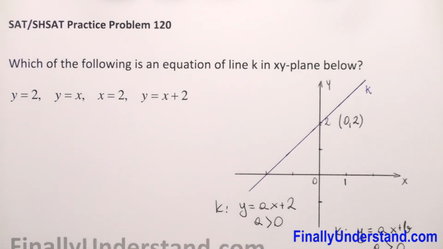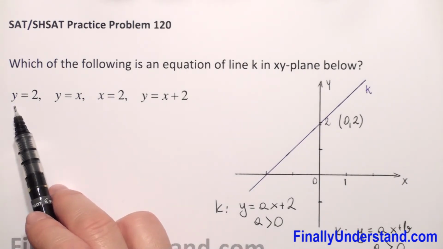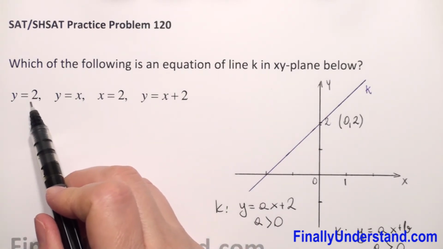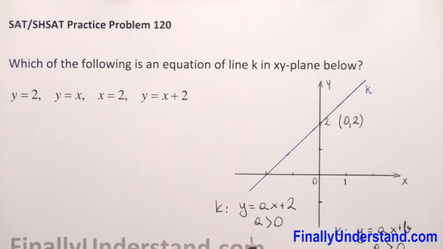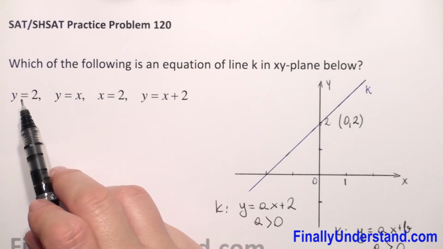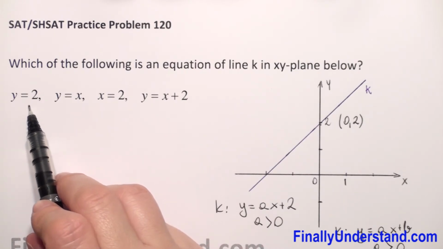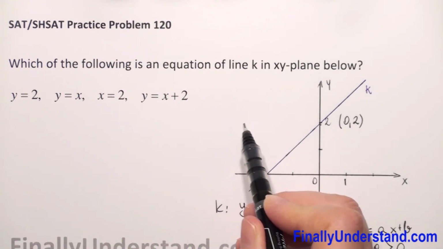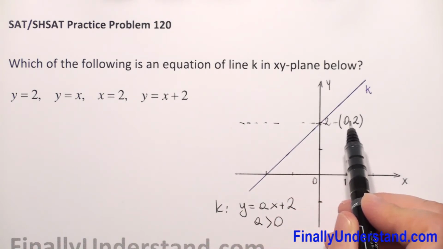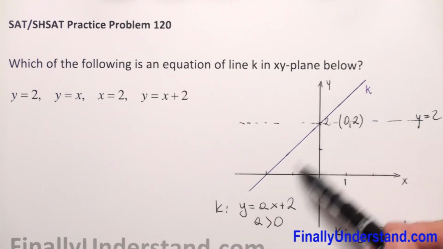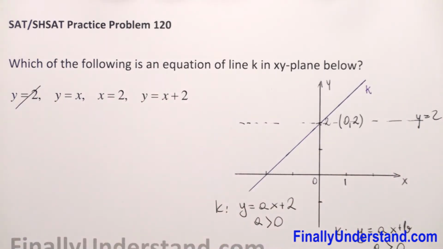So now let's see what we have given here. We have the first function, y equals 2. It's not our function because we don't have x here. A is positive, so we need an expression with x. And y equals 2 is a straight line which is parallel to the x-axis, something like this. This line must pass through 2 on the y-axis. This is the line y equals 2, so it's not our line K. So the first function is not our function.